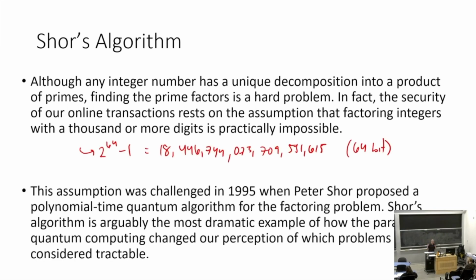Okay. So the assumption that prime factorization becomes impossible for sufficiently large numbers was challenged in 1995 when Peter Shor proposed a polynomial time quantum algorithm for the factoring problem. And it's probably the best example of how quantum computing has changed folks' perceptions about which problems might be tractable.